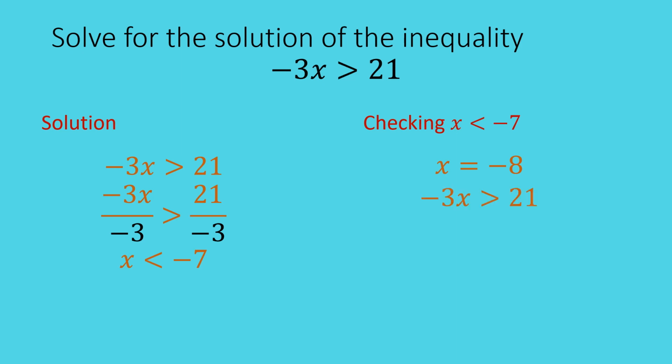To make it easier, we have negative 3x is greater than 21. Now, negative 3 times negative 8 is greater than 21. So we have 24 is greater than 21. And we can now verify that x is less than negative 7 is our answer for this inequality.